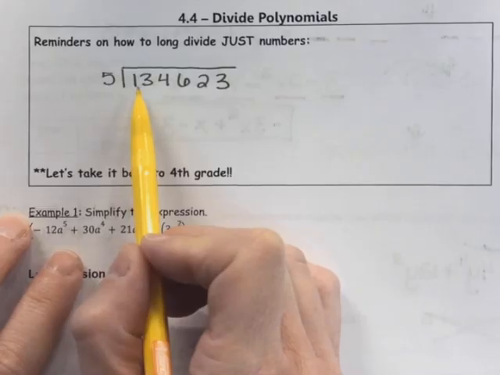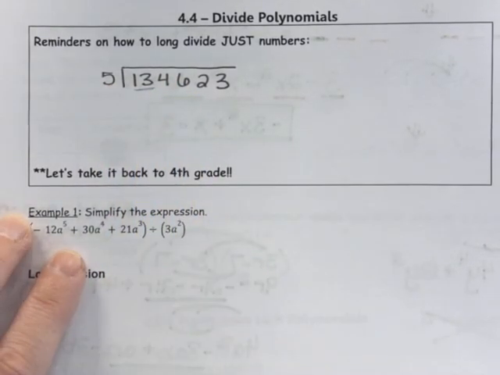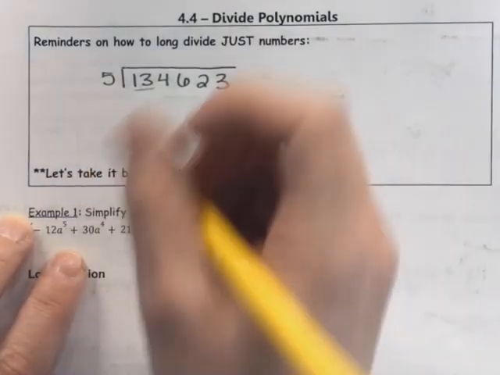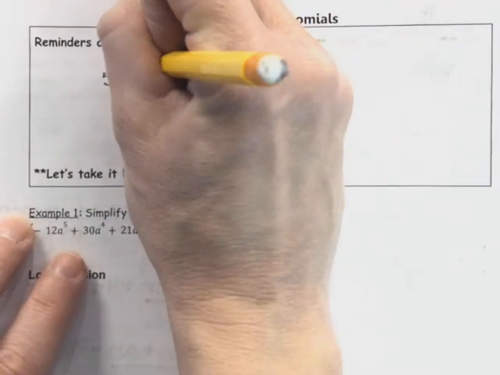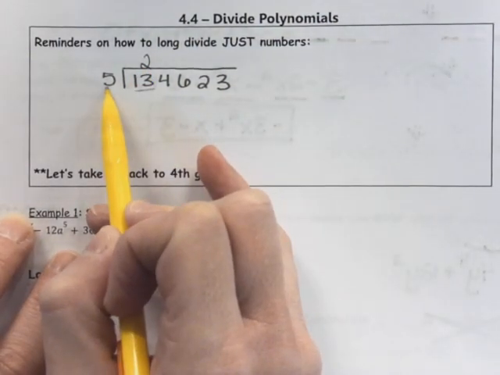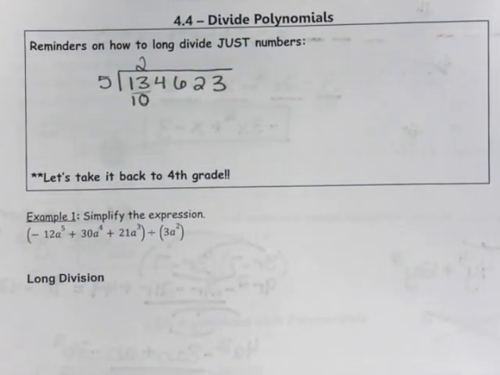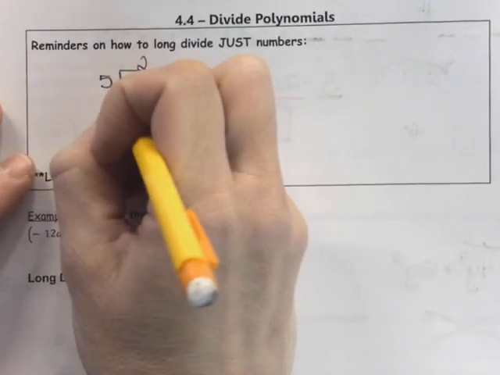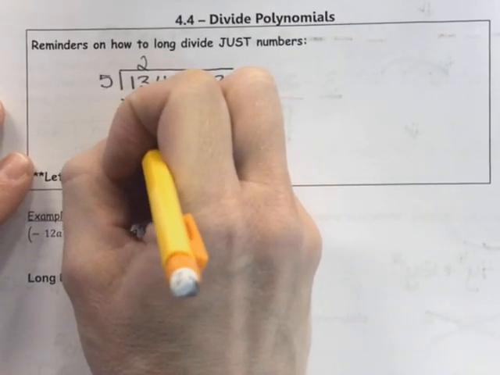Can I divide 5 into 1? No. Bummer. Can I divide 5 into 13? Yes. How many times does 5 go into 13? 2. So where do I put the 2? Do you remember? Yeah, above the 3, right? Placement's important here. And so then I say, okay, 2 times 5 is actually just 10, right? It wasn't quite 13. Do you remember what I do after that? Subtract, yes. 13 minus 10 is 3.